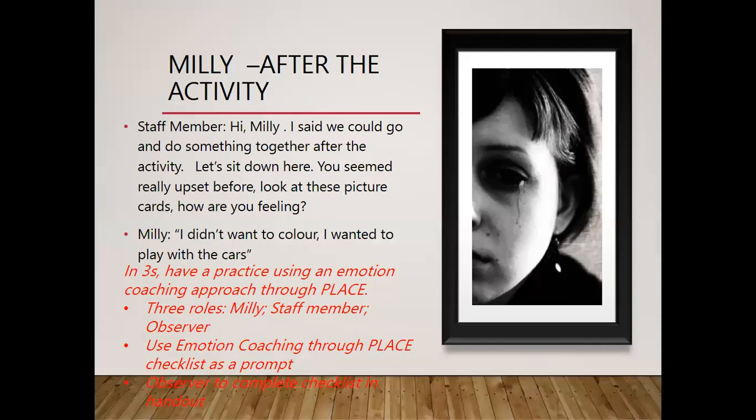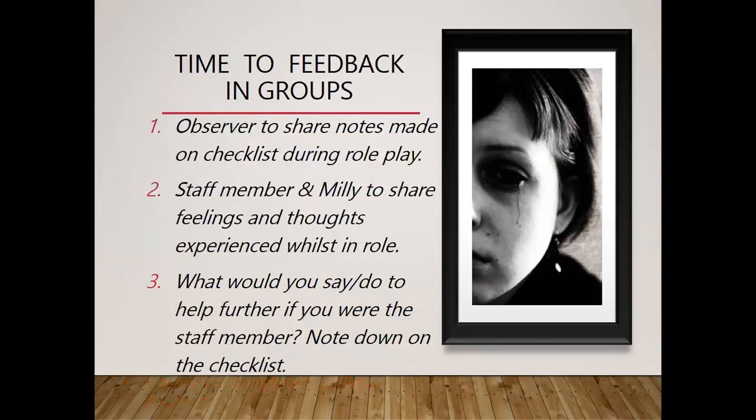We will now begin to practice our skills of emotion coaching with a role play activity. In threes, please take on one role as the staff member, the little girl Millie, and an observer. Follow the start of the conversation by using the script on the slide and continue to use the skills of emotion coaching. The observer will be making notes on the PLACE checklist to look for playfulness, the liking and unconditional positive regard for the child, the acceptance of the emotion, the curiosity behind what's driving it, and the empathy. Please allow time to feedback from each of the roles played and discuss the feelings and thoughts.